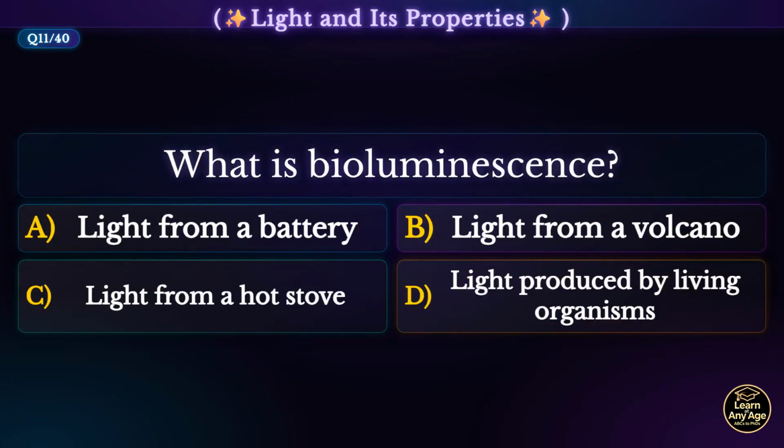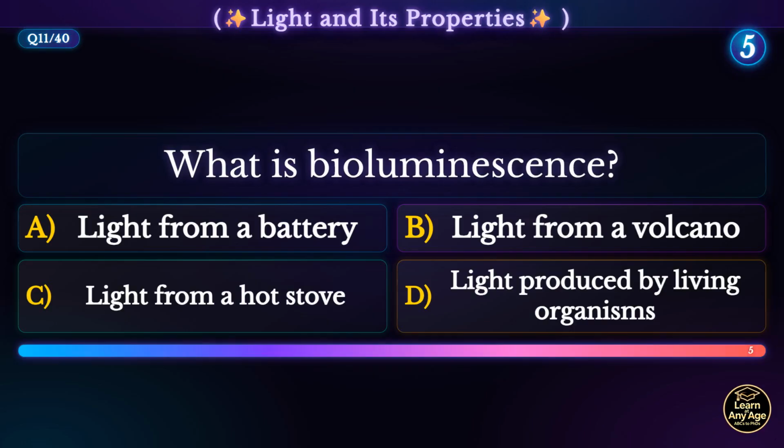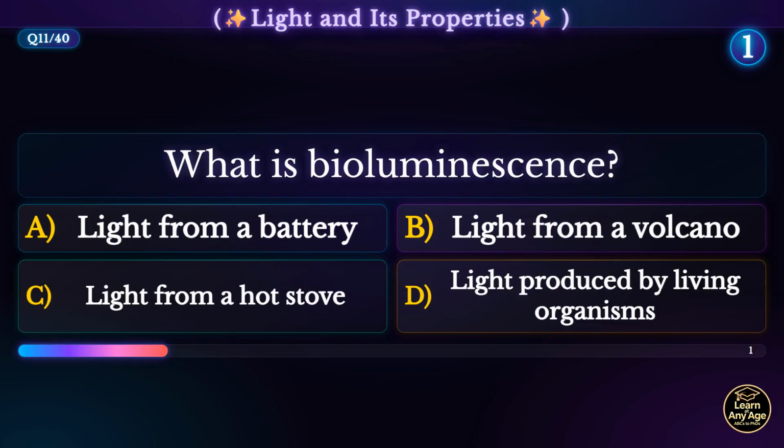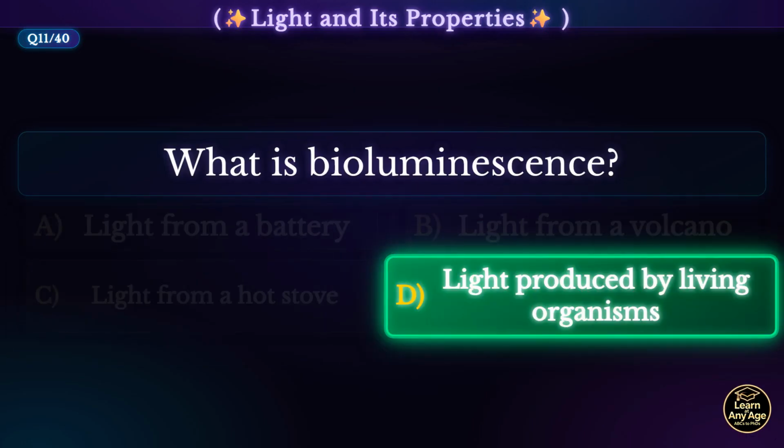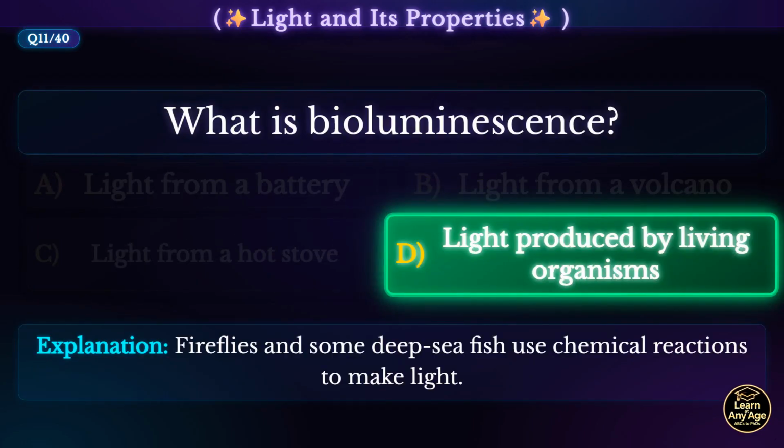What is bioluminescence? Light from a battery. Light from a volcano. Light from a hot stove. Light produced by living organisms. Fireflies and some deep-sea fish use chemical reactions to make light.